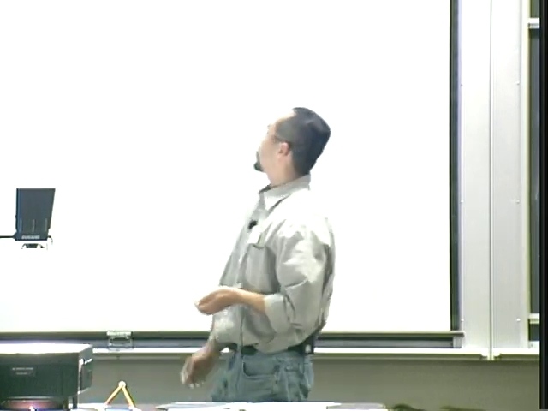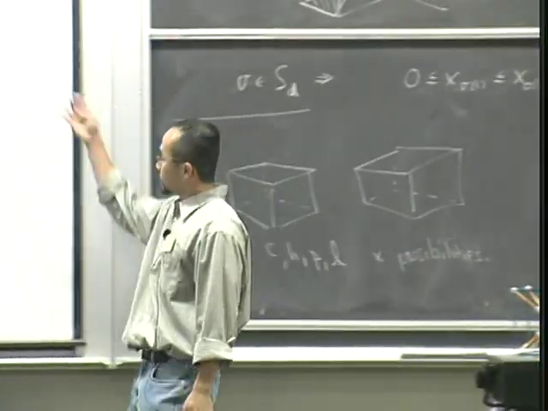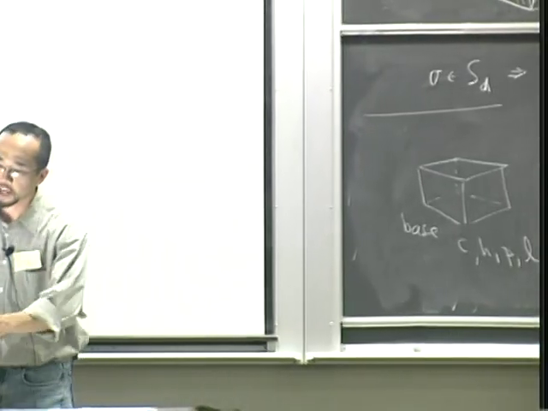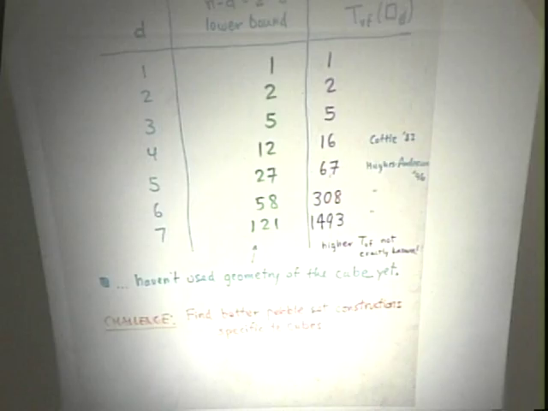But okay, so this is a method for getting lower bounds. But the general method for polytopes doesn't do so well for cubes because we haven't used any of the geometry of the cube yet. So here's a challenge. It's a good question for some of you who want to think about it. Is there a construction specific to cubes that might do better? Let me give you an example where, in fact, it does.